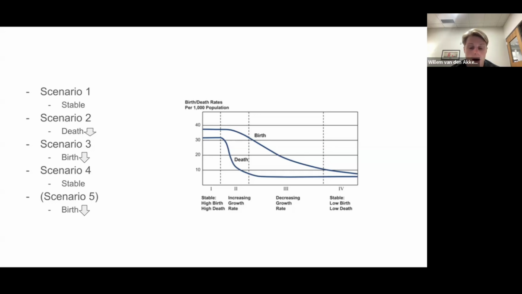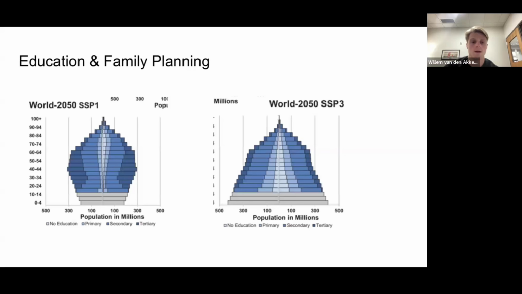And then we have scenario 5, which is not on the graph, but something we as a group came up with, which is very true today: birth rates are plummeting below death rates, meaning that there's more death than there's birth. This is mainly in South Korea, Japan, the US, Canada, and Western Europe. And this is probably what's going to happen in the future in these countries unless there's more change to come.